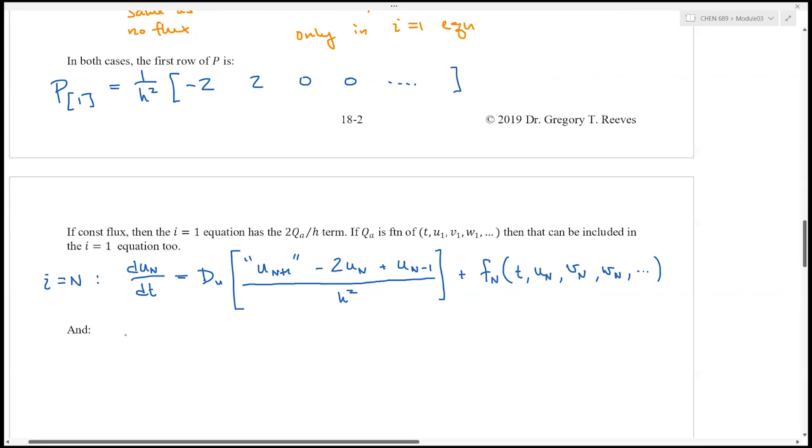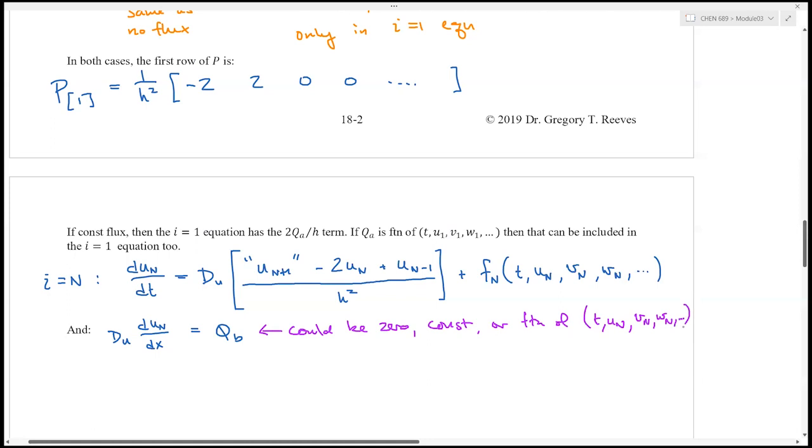Now, our boundary condition then is the diffusivity times the first derivative, dun/dx, is equal to qb. So that's the flux at the other boundary, right? And just like qa, this qb could be 0, constant, or some function of t, un, vn, wn, etc.